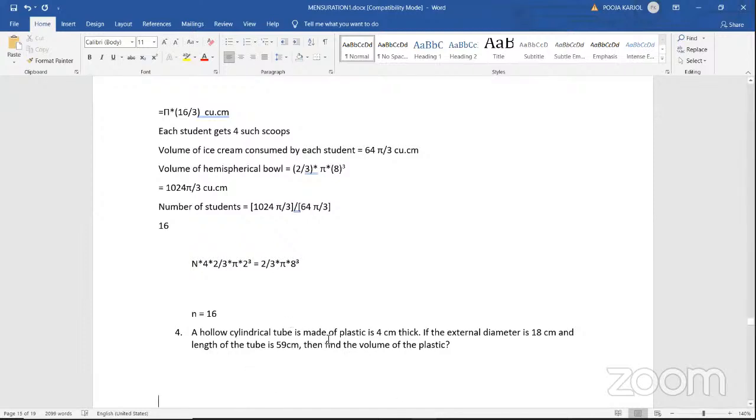A hollow cylindrical tube is made of plastic. Plastic is 4 centimeter thick. The external diameter is 18 centimeter and length of the tube is 59 centimeter. Find the volume of the plastic. Remember I told you yesterday about how the width of the metal, sometimes they ask, this is the type. Try this.